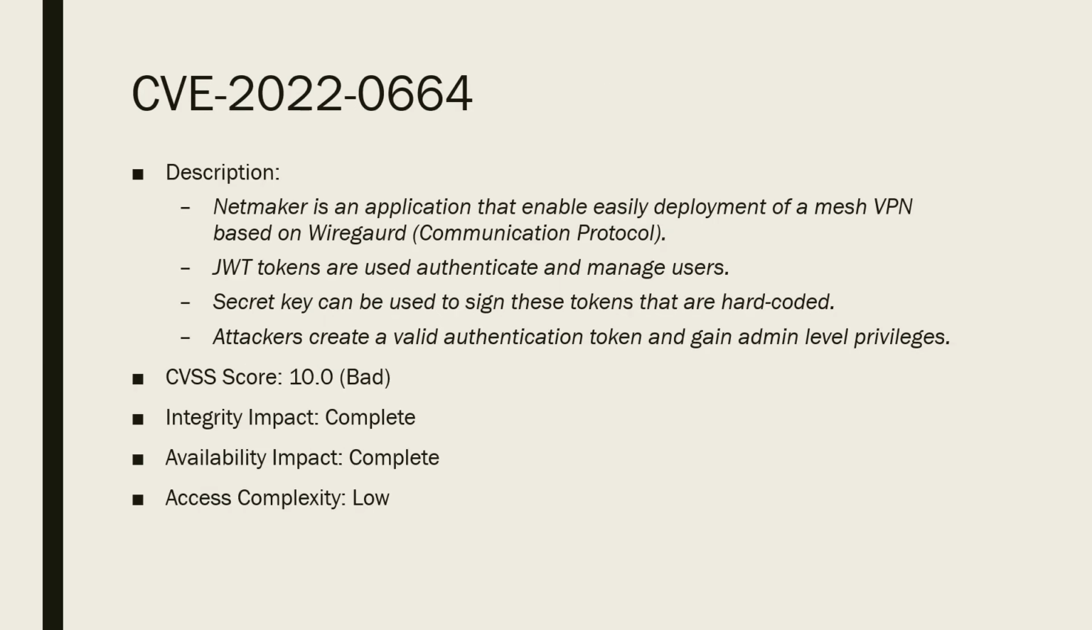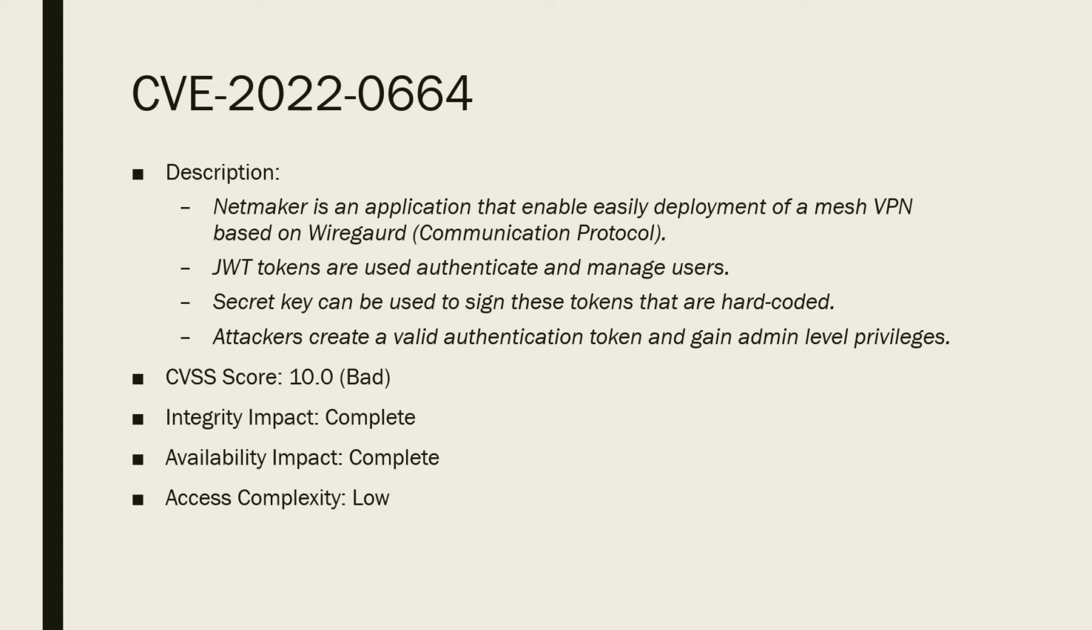Now let's look at a real life example of a cryptographic failure. This particular failure is categorized by the number CVE-2020-0664. Essentially, this can be categorized as a hard-coded cryptographic key failure. Now let's see what this is all about.